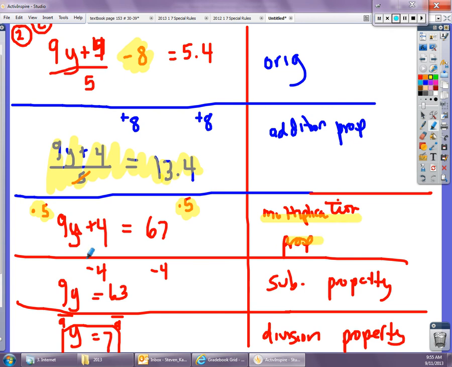Now we're going to move the 4 over by canceling out here by subtracting 4, because here you're adding 4. So you're going to subtract 4 on both sides, which is the subtraction property. And you're left with 9y and 67 minus 4, which is 63. So we're going to divide by 9 on both sides, which is the division property. And 63 divided by 9 is 7.